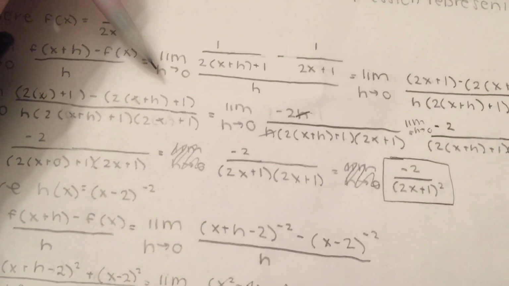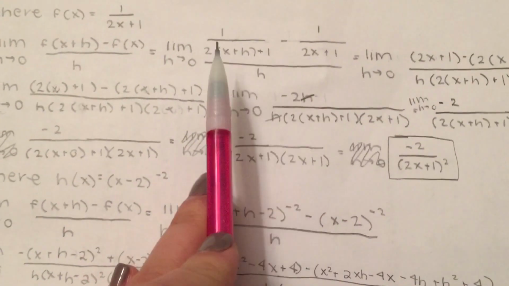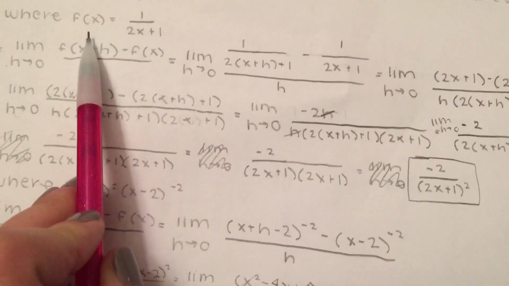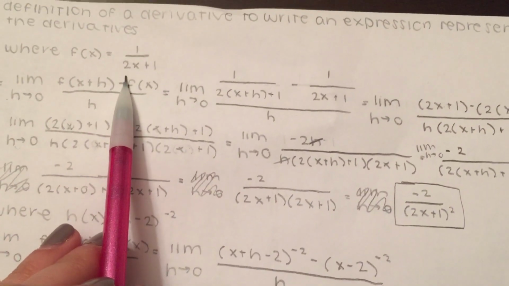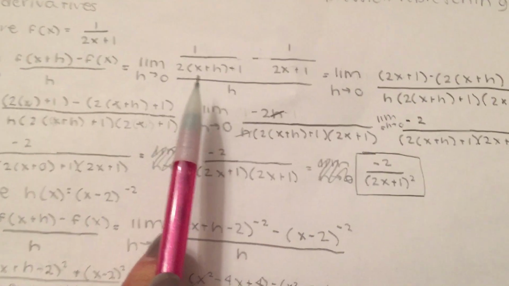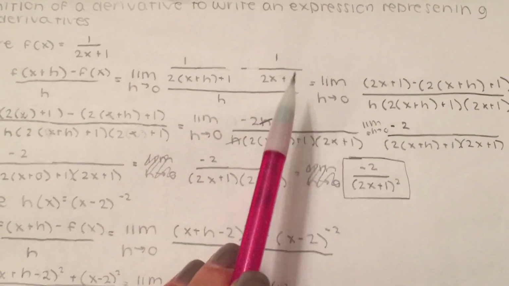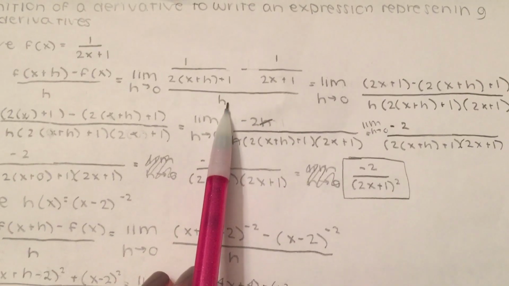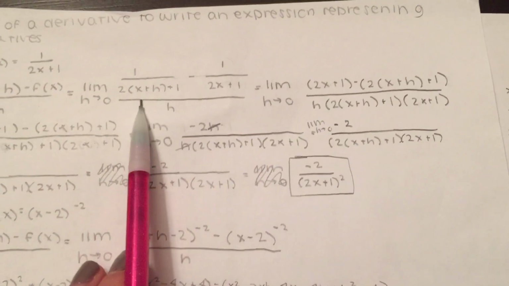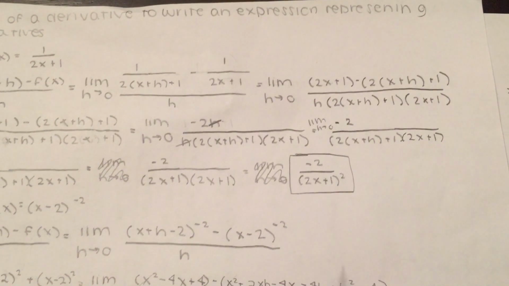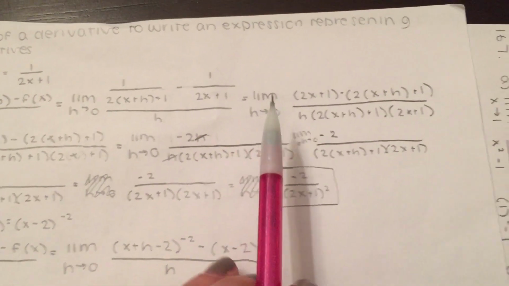Then we do that again and plug in x plus h into our original f of x equation, so it becomes 1 over 2 times (x plus h) plus 1, minus 1 over 2x plus 1, all over h. So this is the initial expression that we have to find. Now we just have to solve for the derivative.